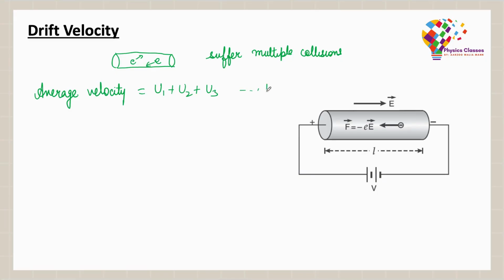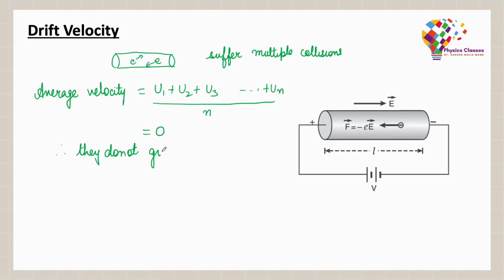So I assume that one of the electrons is moving with the initial velocity of u1, second one is moving with u2, third one is moving with u3. But if I take the average of all these velocities, then that will come out to be 0. Why is it 0? Because electrons are randomly moving in all the directions. So for every electron that's moving towards left, there can be an electron moving towards right. So on the whole, the average velocity is 0, and therefore they do not give rise to any current.